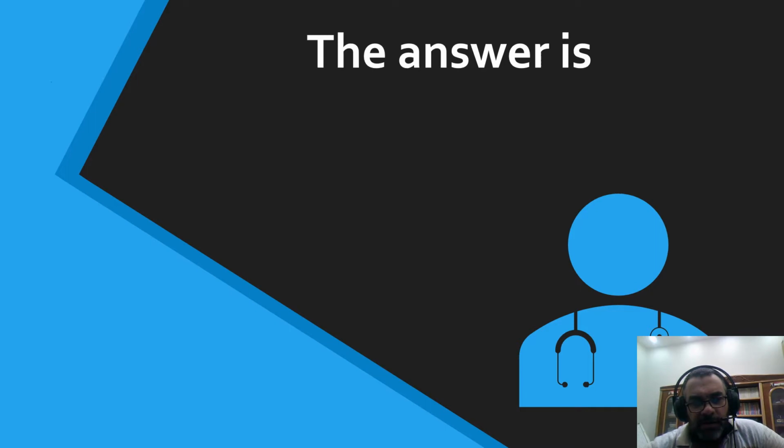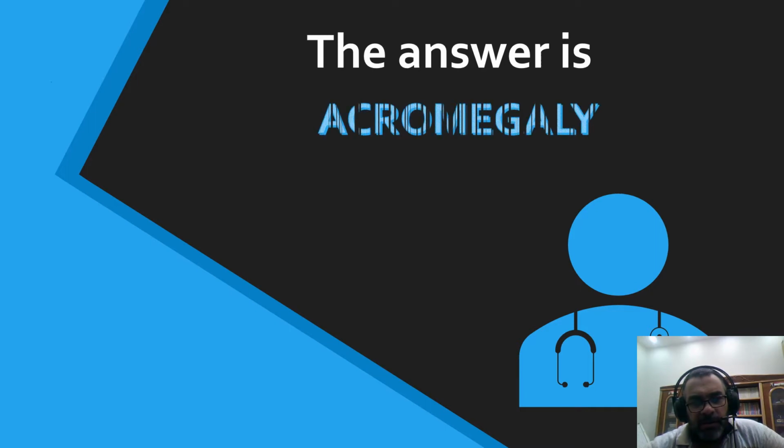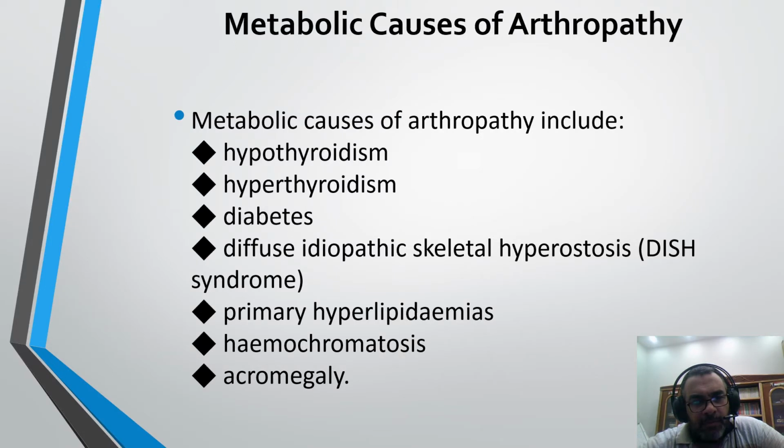The answer is acromegaly. In fact, acromegaly is not the only diagnosis for this case. This case had a differential diagnosis of what is called metabolic causes of arthropathy.